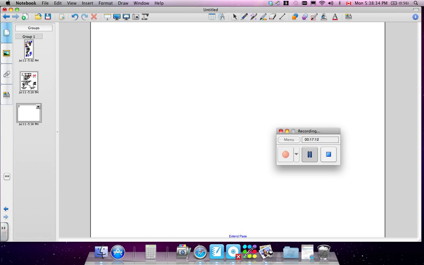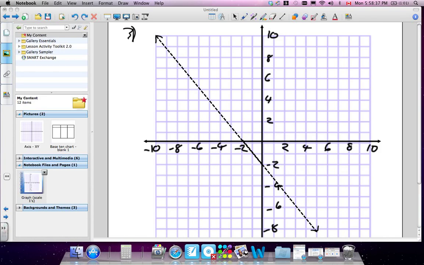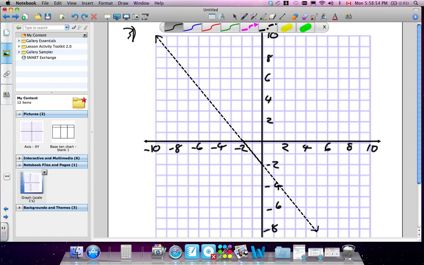Okay, what's the next part of the question ask? Okay, so actually this one's pretty easy. Domain and range deal with restrictions on a function. Because this has arrows, that means it's going to go upwards forever and downwards forever. It also means it's going to go right forever and left forever. So domain deals with our x, and range deals with our y.